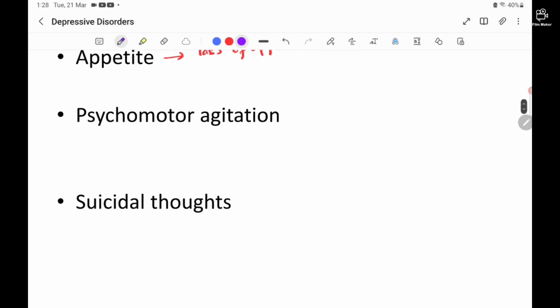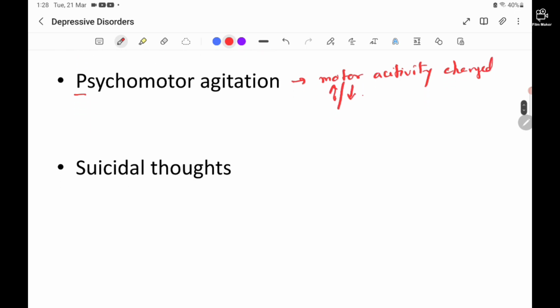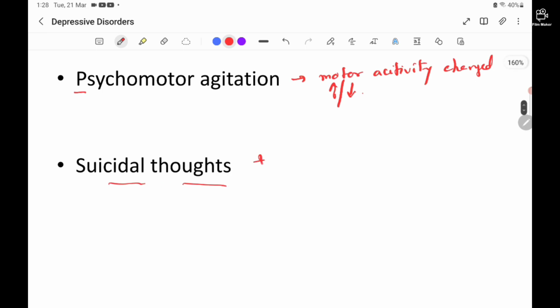Both can be seen. Then psychomotor agitation or retardation. So motor activity is changed, and this can increase or decrease. And suicidal thoughts can come to the patient, complemented with sadness. So these are the primary symptoms of depression.